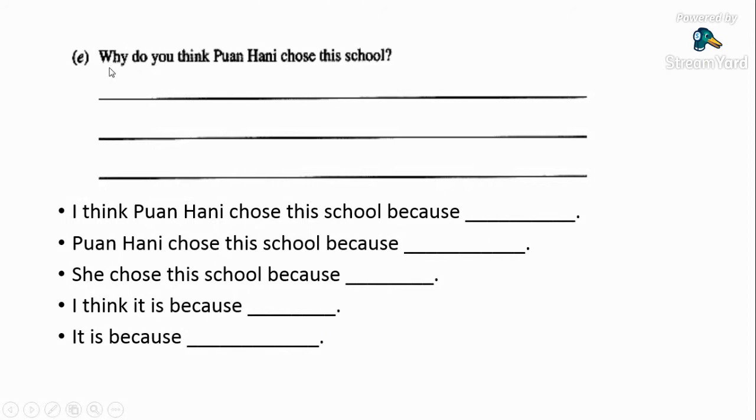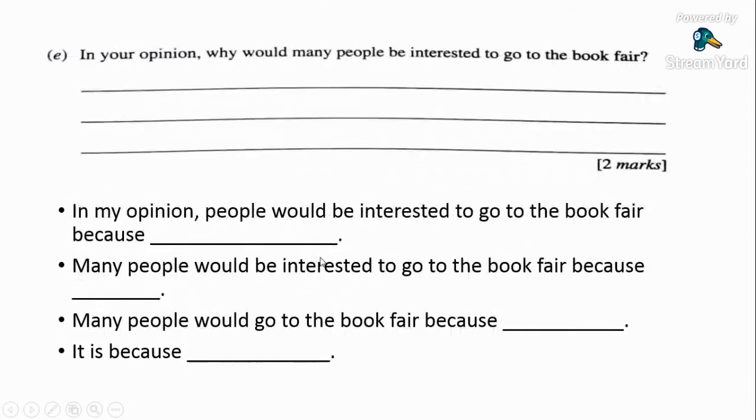Okay, so why do you think? இப்போ வந்து ரொம்ப வந்து why do you think தான் வருது question. இங்க பாத்தீங்கன்னா, in your opinion, why would many people be interested to go to the book fair? Actually வந்து ஒரே கேள்வி தான். They just put different words. So don't be confused. Okay, you can answer like this. In my opinion, people would be interested to go to the book fair because. So it's basically you are copying back lah. People would be interested. Or you can say many people would be interested to go to the book fair because. Illa, many people would go to the book fair because why? Yeah. Again, you can say it is because why. Okay, there are many ways to write.